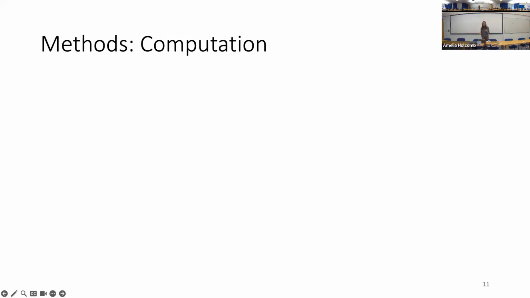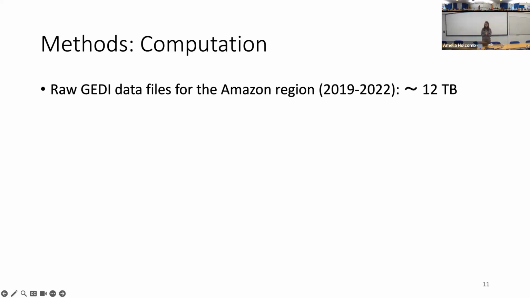And that Roy et al. paper only looked at a very small area in the Congo. And because of that, that limited the methods that they could use because they had such a small data set to work with. So to give you a sense of the scale of this problem, the raw GEDI files for the Amazon region during the time period we're studying, 2019 to 2022, is about 12 terabytes of data.